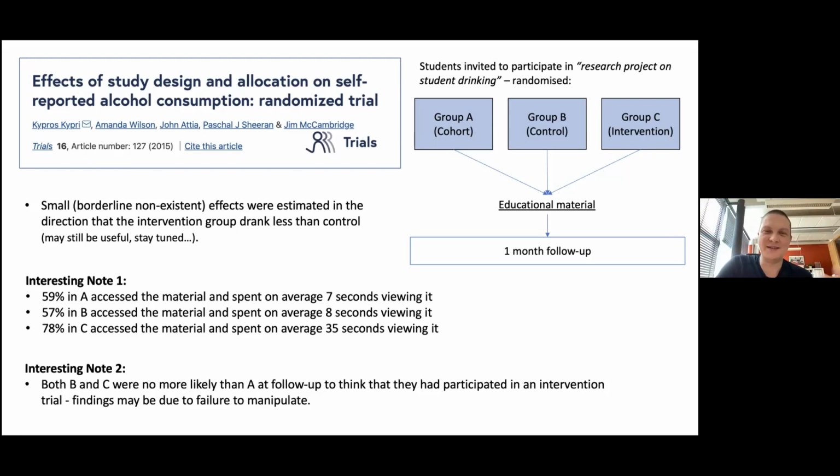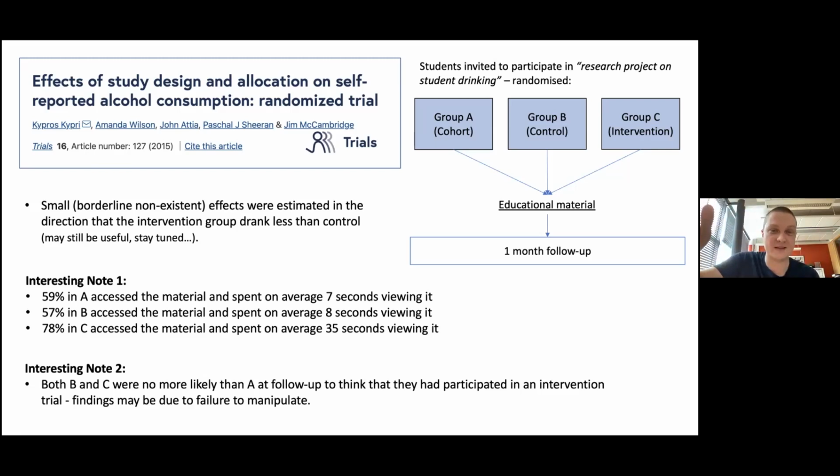Another interesting part, and this has shown up in other trials and studies as well, that both group B and C were no more likely than A to actually think that they participated in a trial. So a lot of the time when we interview participants after a trial, they're not actually aware of their condition or the trial allocation. They sort of get confused if they were in a trial or not. And because this was an important finding of this study, this might also be why we didn't really see any difference in alcohol consumption, because there was a failure to manipulate here. This also, I think, needs more investigating.